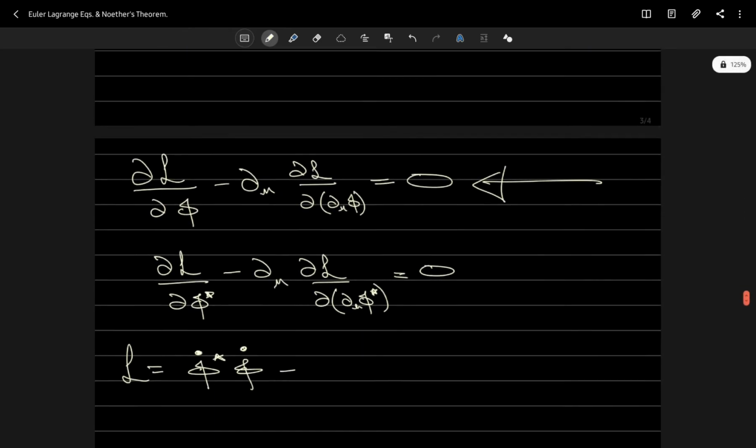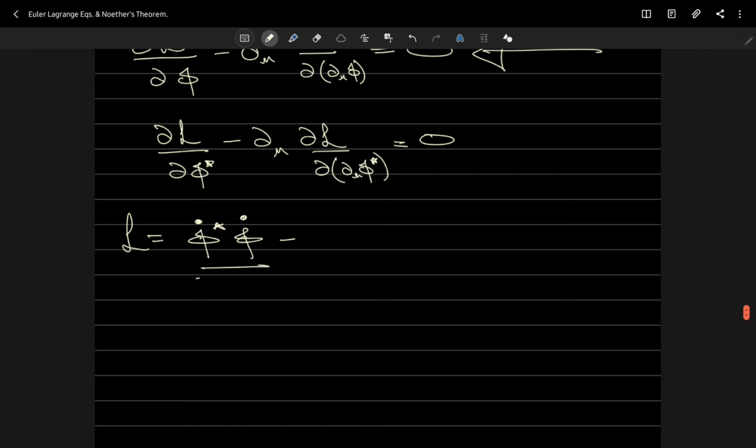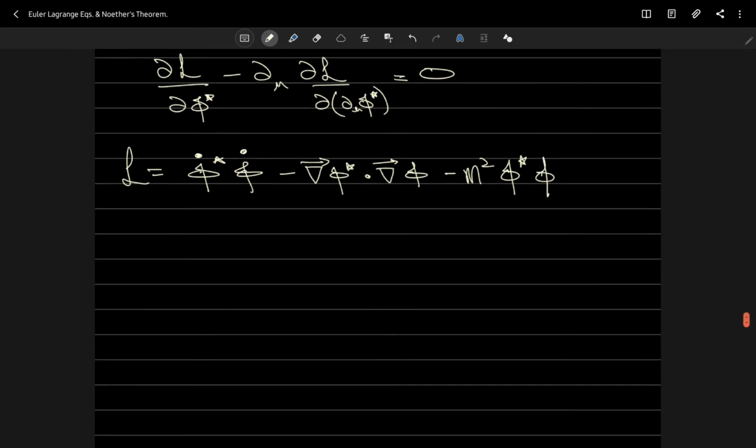Now, if I take my time component as positive, as I have done here, I have to take the spatial components negative. That's the metric that I'm using. So then I would have the negative of the spatial component derivatives, which can be written as the 3-gradient of phi star dot the 3-gradient of the field phi. And then of course we have minus m squared phi star phi. So now this is the Lagrangian that we have.